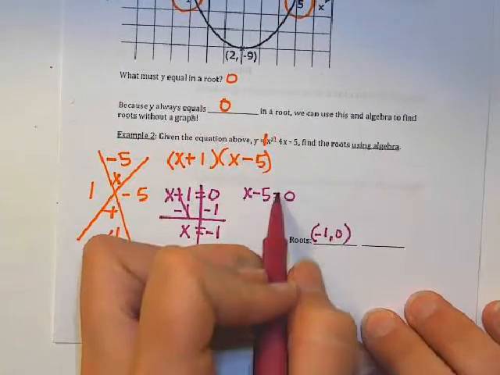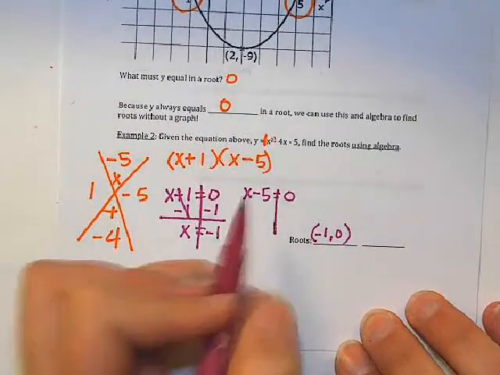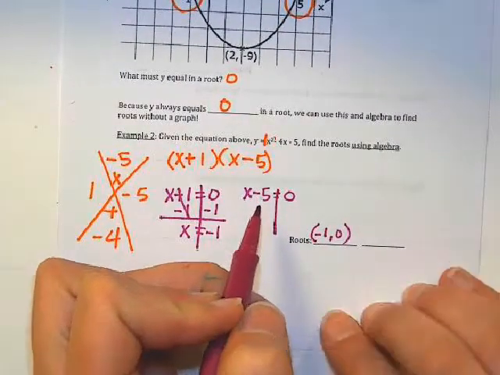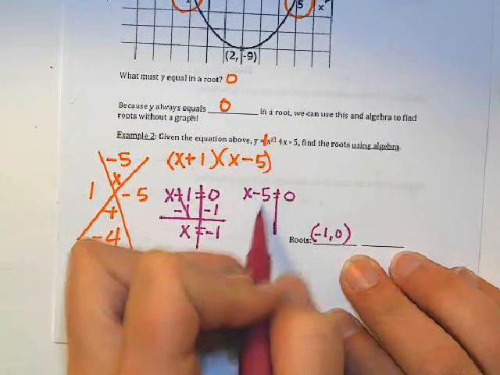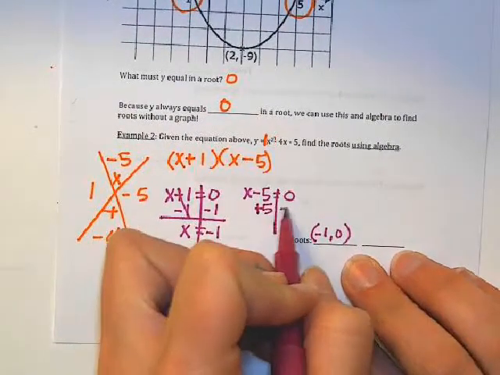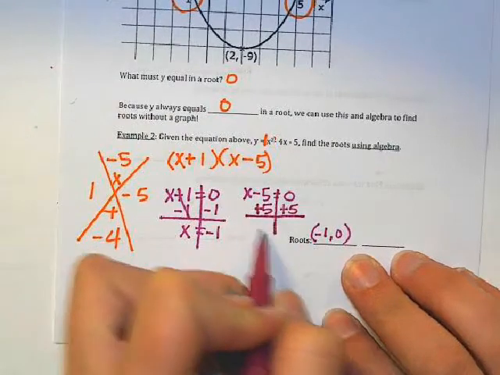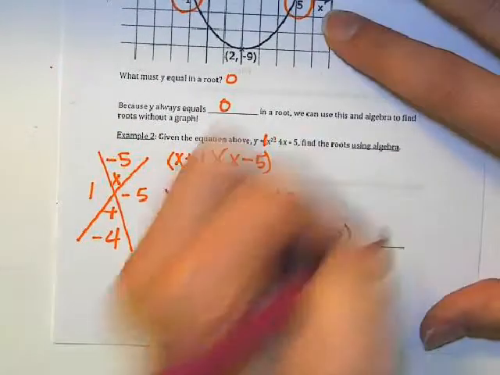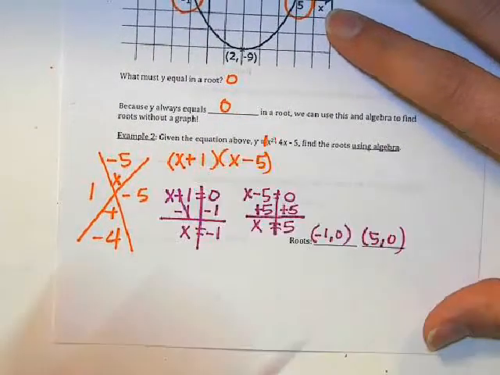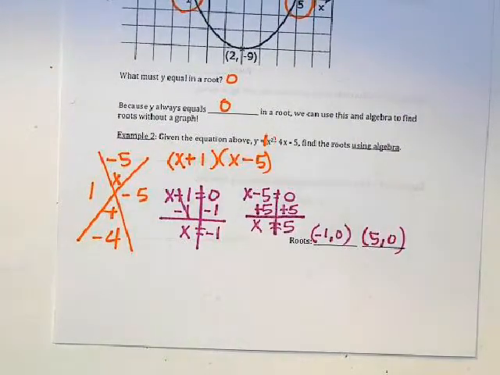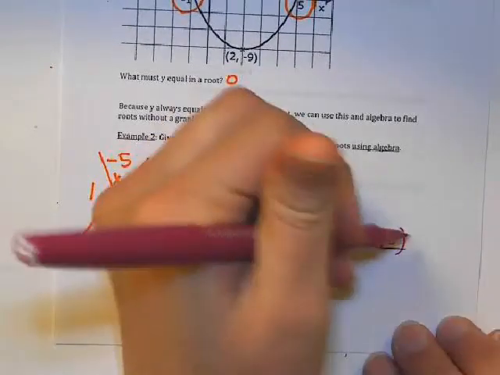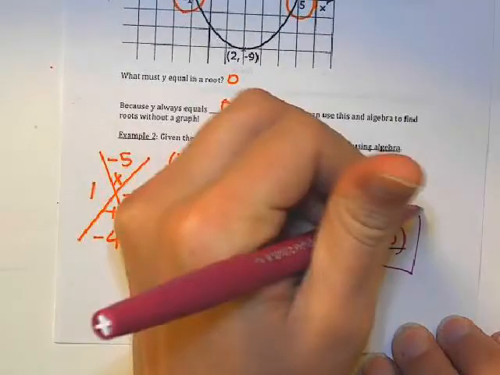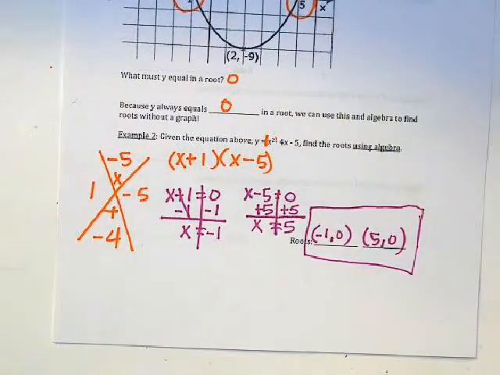Now I got to go find my other root. So now I got to solve this equation. How do I get x by itself? Opposite of a -5 is add 5. And I got to do that to both sides. So x equals 5. And that's my second root. Okay? And that's my answer. I have my two roots. Questions so far?